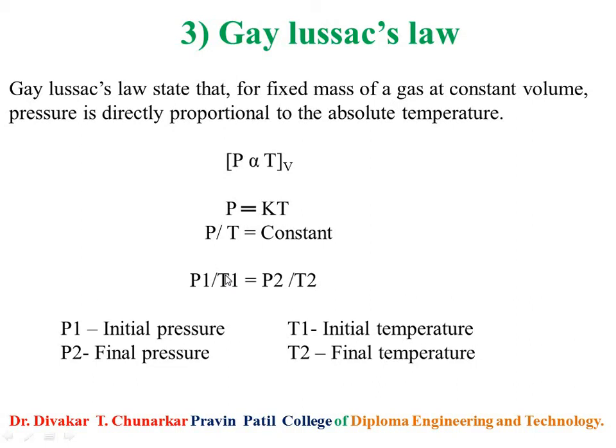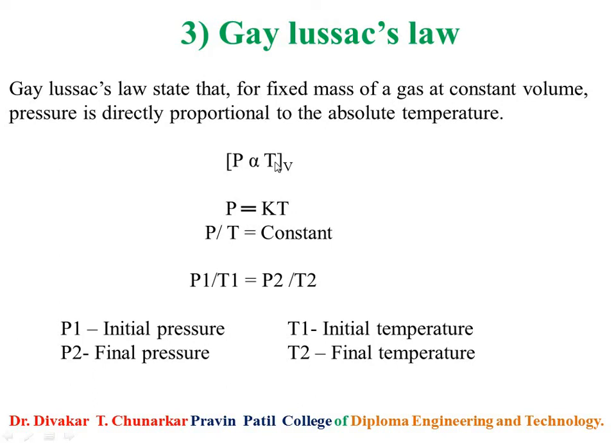Gay-Lussac's law states that for a fixed mass of a gas at constant volume, pressure is directly proportional to the absolute temperature, and therefore we can write the proportionality equation P proportional to T at constant V, P equal to KT, and P upon T equal to constant. This is the mathematical equation of Gay-Lussac's law. Another way, the ratio of initial pressure and initial temperature is equal to the ratio of final pressure and final temperature and remains constant.